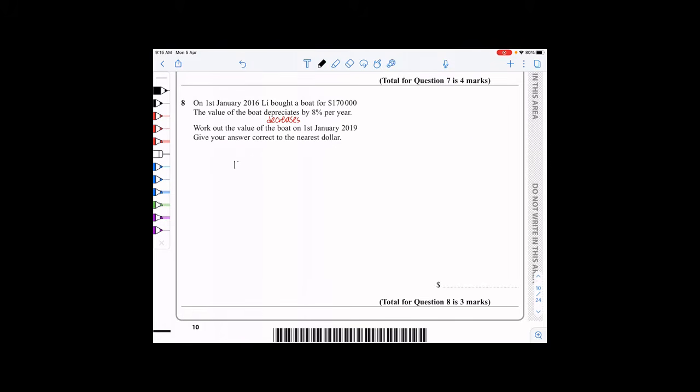So we have 170,000. Now each time that we depreciate by 8%, we are multiplying by 0.92 because that's the multiplying factor associated with a decrease of 8%. And because we want this to happen for 3 consecutive years, I'm just gonna raise that to the power of 3, which gives an answer of 132,376.96. Well, we've been asked to give answers to the nearest dollar, so it has to be 132,377.